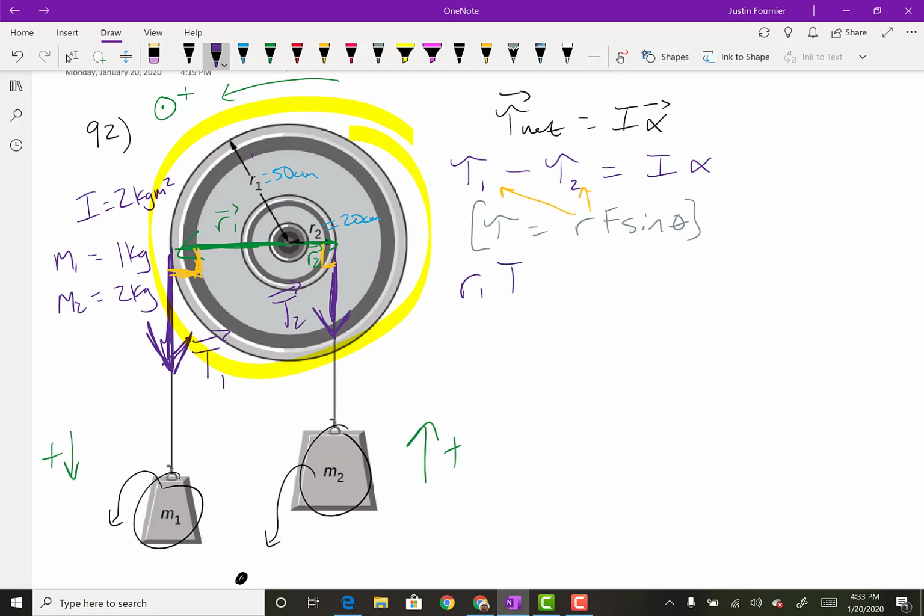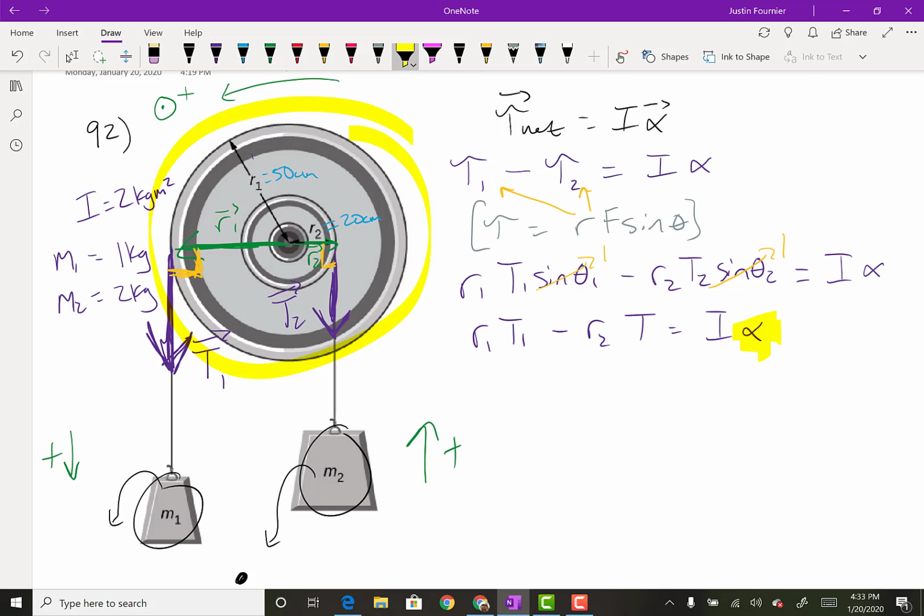The tension force is the force, so T1 sine theta 1 minus R2 T2 sine theta 2. And for both of these, the angle is 90 degrees, so sine of 90 is going to be 1. That all equals the moment of inertia times the angular acceleration, and this is what I'm trying to get. So let's see, R1, which they did give me. So it's going to be R1 T1 minus R2 T2 equals I alpha. So I'm looking for alpha.